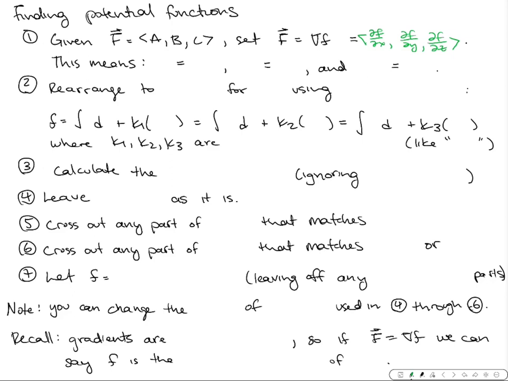Taking it component by component, if the vector field F is equal to A, B, C, and it's also equal to df dx, df dy, df dz, then we have a system of three equations. We know that df dx has to be equal to A, so the first components agree. Then for the second components to agree, we know that df dy has to be equal to B. And for the third components to agree, we need df dz equal to C.